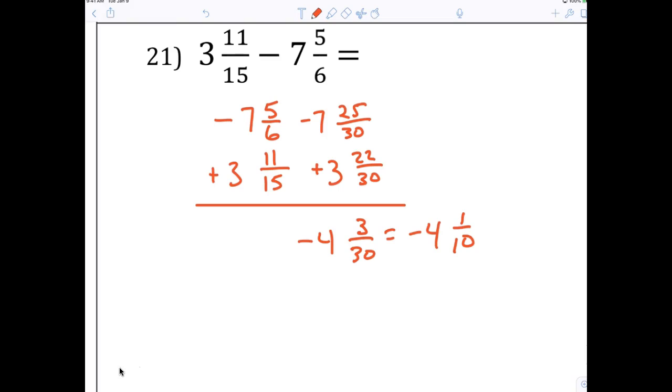Oscar, you checking your work, please? Number 21. Should be checking it. Get it right?